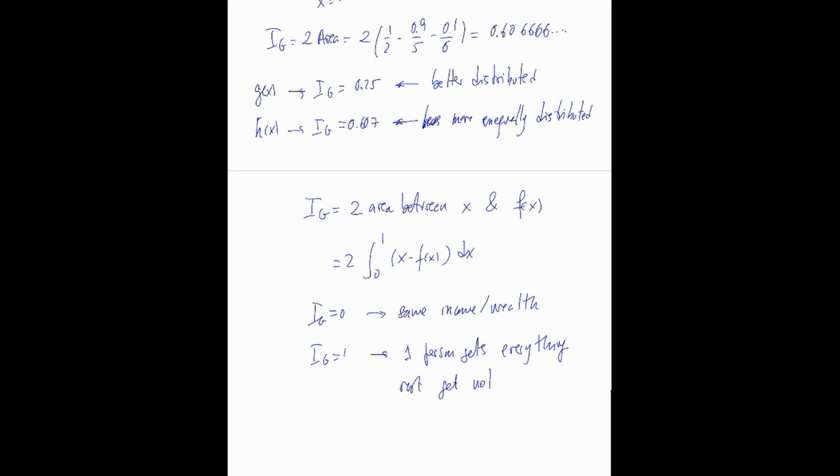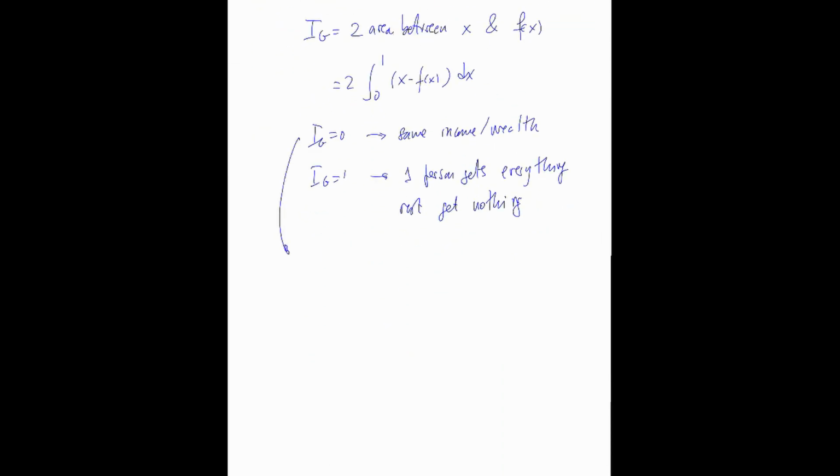Why is that? Because the first case is when the distribution is like this, so the area is 0, and this case is when the distribution is like this. Everybody has 0, and suddenly one person gets everything. This area is the area of a triangle, which is base times height divided by 2, so 1/2. So the index is 2 times the area, so 2 times 1/2 is 1.